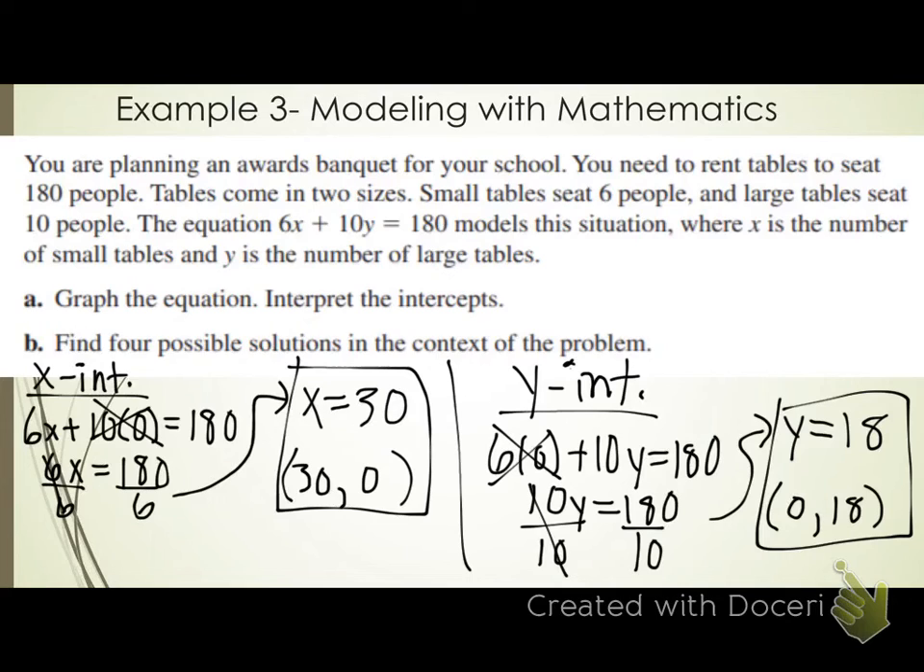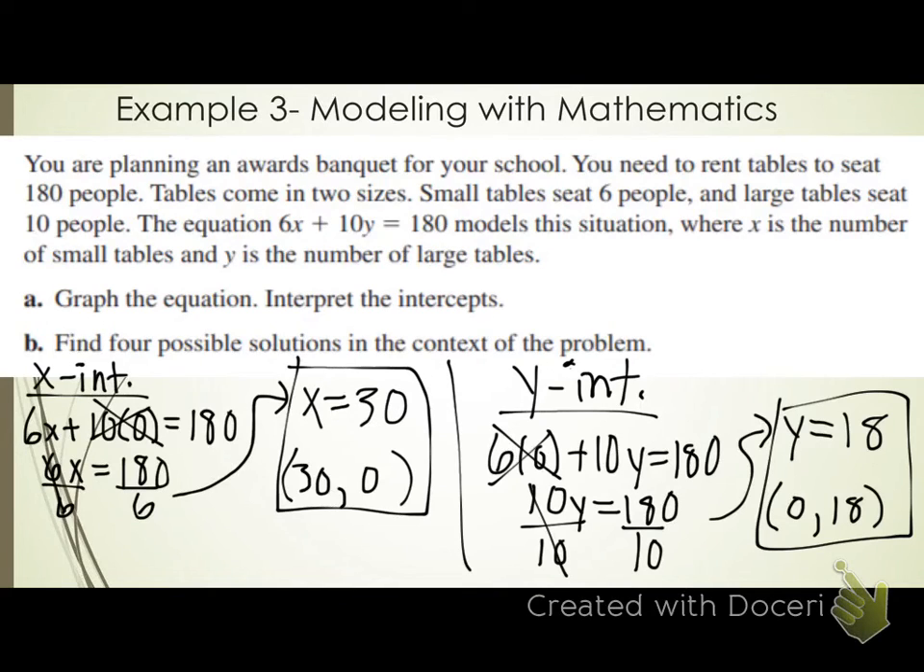Okay, what does the x variable represent? The number of small tables. What does y represent? The number of large tables. An ordered pair is x comma y. So if I have 30 comma 0, what is that representing? Well, it's representing both because there's an x and a y there. How many small tables can I rent? 30, while renting how many large tables? 0, to meet my needs of seating 180 people.